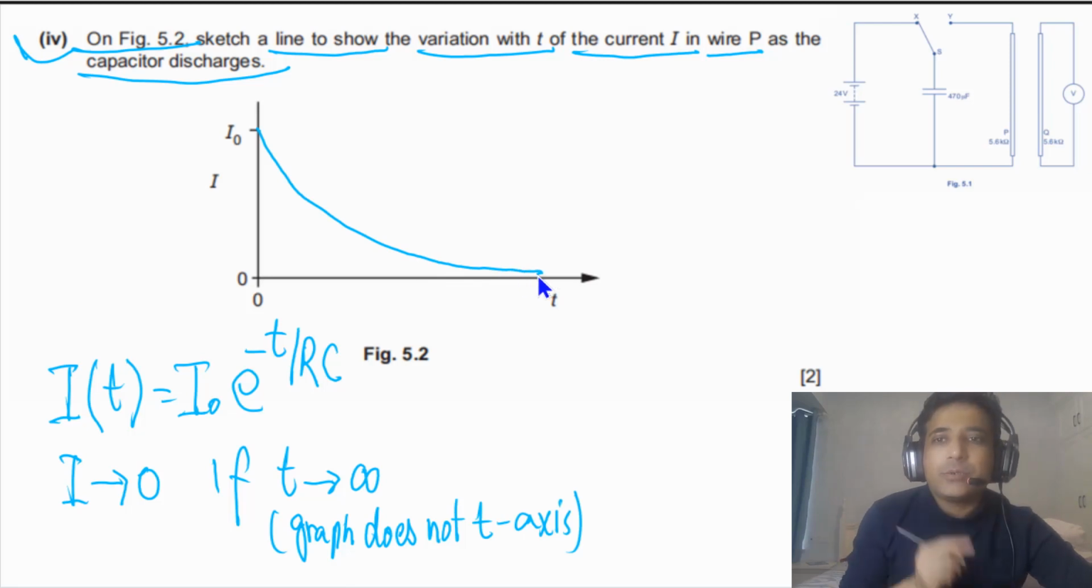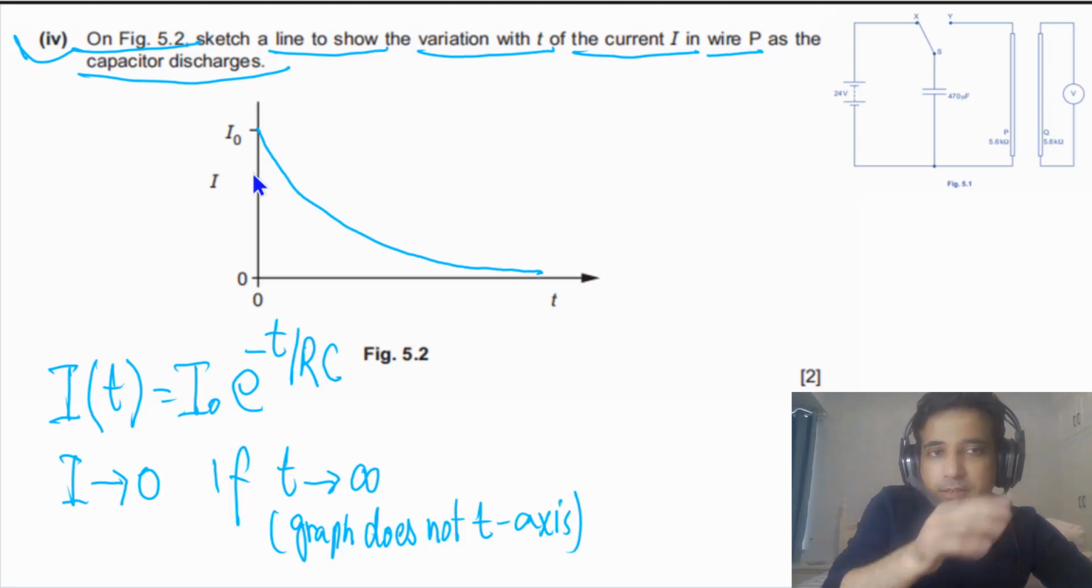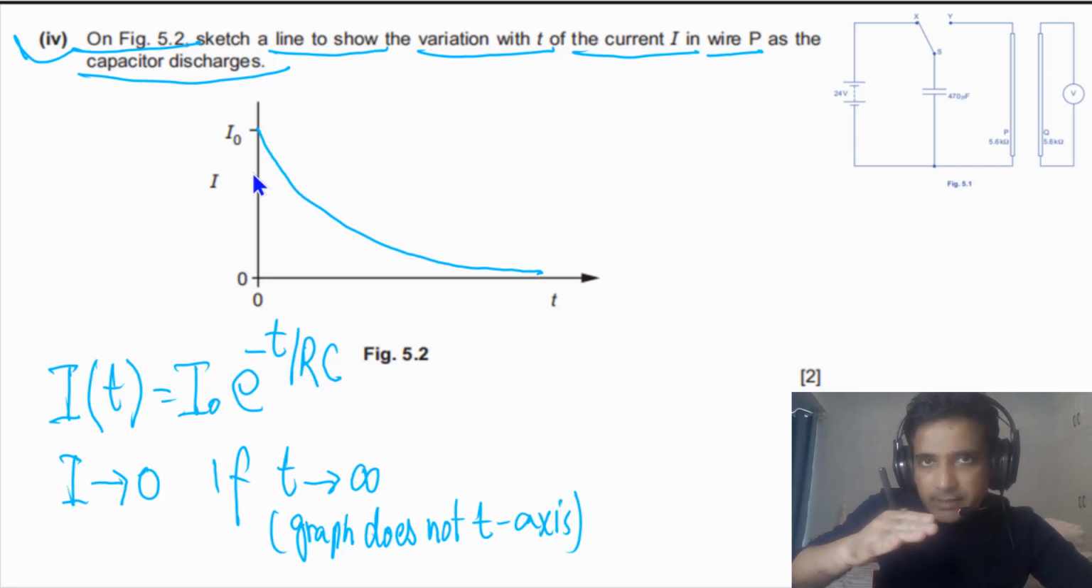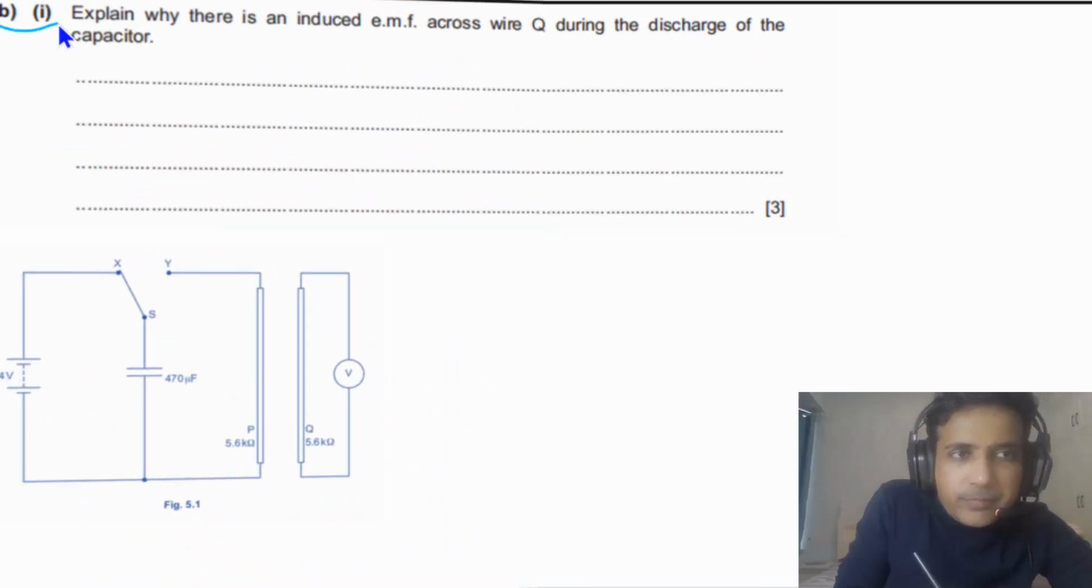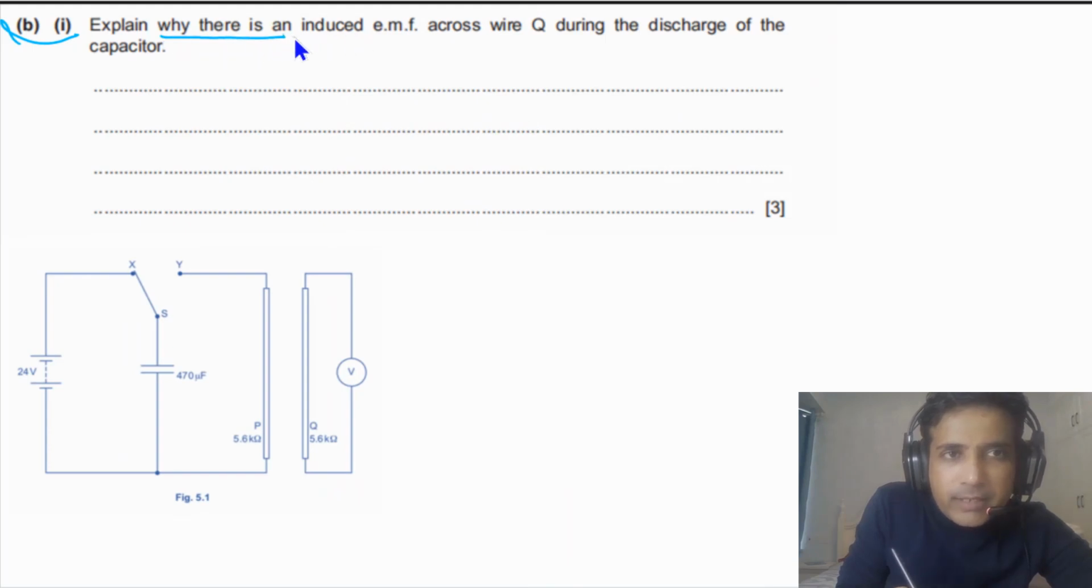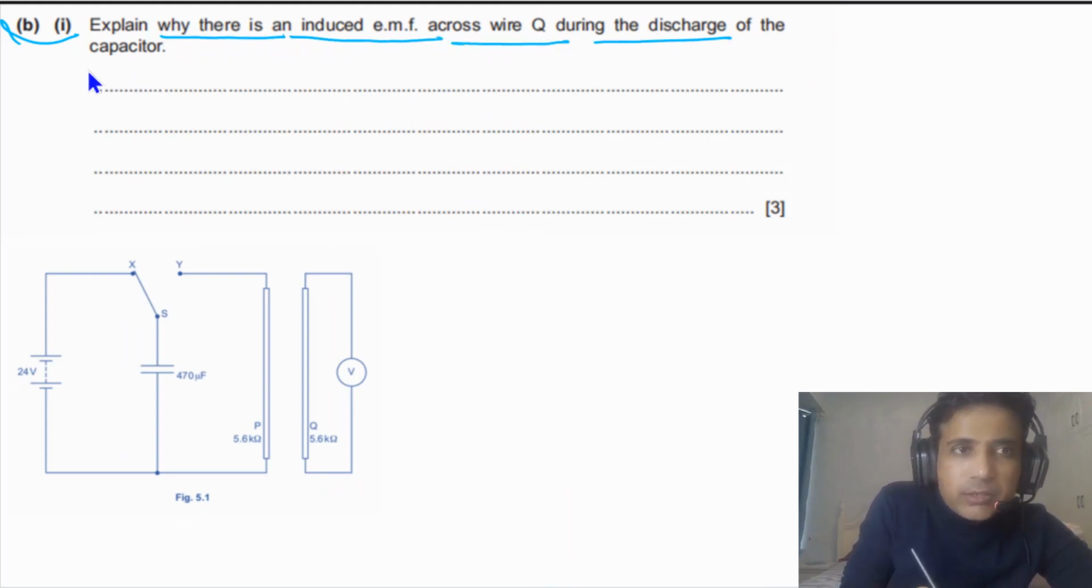If you sketch this, you will get 2 marks. One, its gradient has to be negative and decreasing in magnitude. And second, it should not touch the t-axis. So if you sketch a graph like this, you will get 2 marks. For part B1, we need to explain why there is an induced EMF across wire Q during the discharge of the capacitor.